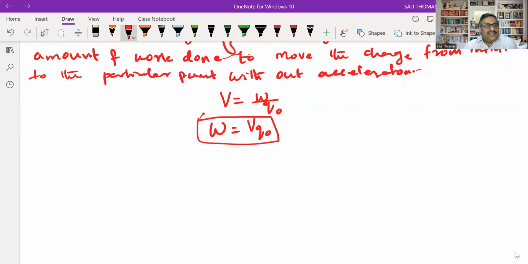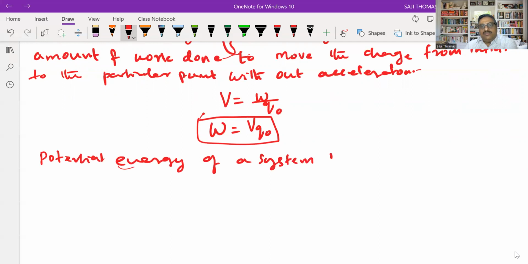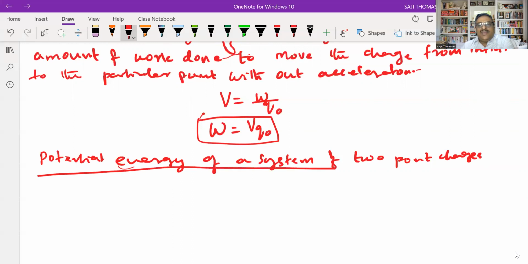So next heading I am writing: potential energy of a system of 2-point charges. So what is the potential energy? We have to calculate the work done to bring the two charges from infinite separation to the present separation. That work done is the potential energy of the system of two charges.